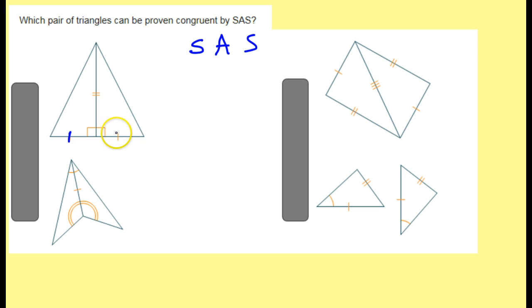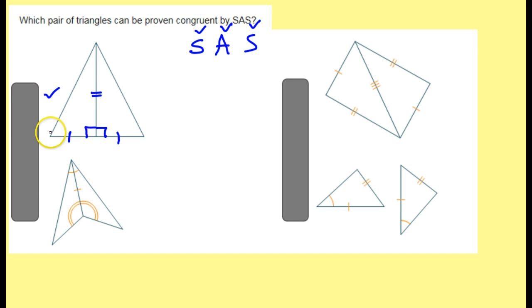We have a side congruent to a side. Check. We have an angle congruent to another angle. Check. And we have this shared side, so obviously those will both be congruent for both triangles. So we have a side, an angle, and a side in that order. So this one is definitely good.